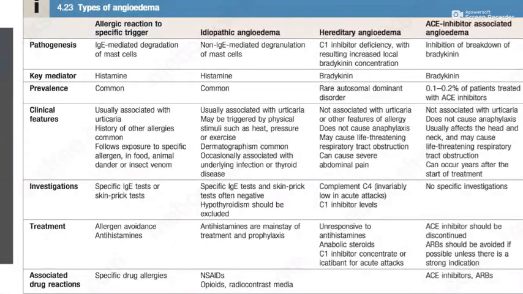The first two types are common. The hereditary angioedema is rare, and it is an autosomal dominant disorder. The ACE inhibitor-associated angioedema occurs in 0.12% of the patients treated with ACE inhibitor.